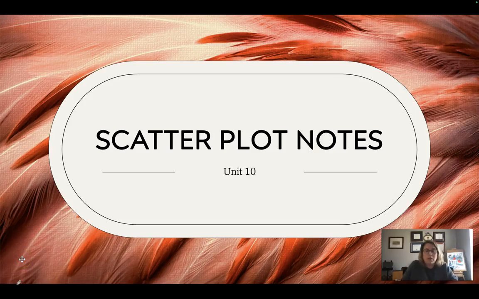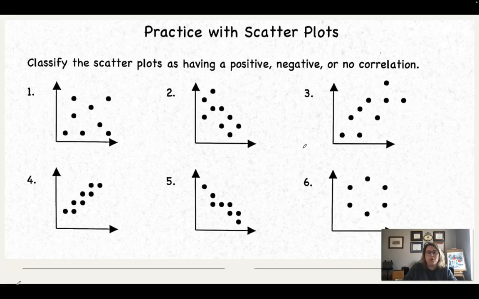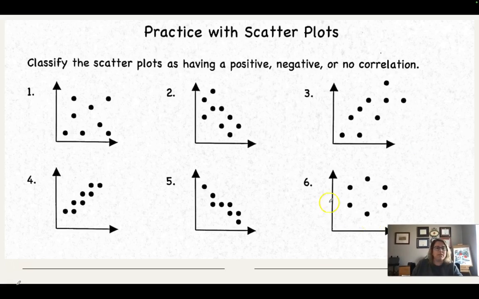All right, so now we're going to talk about how to do some more work with scatter plots. Now that we've figured it out, we want to practice just a little bit more. So just as a refresher, let's talk about these scatter plots that we see here. It wants to know if it has a positive, negative, or no correlation. Here you can see they're just everywhere, so this is no correlation.